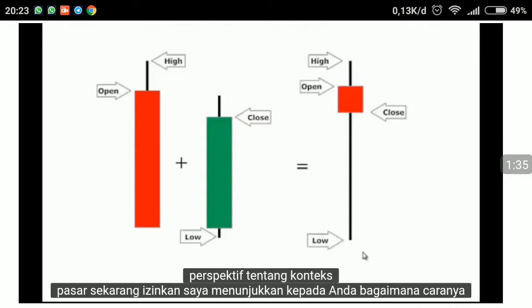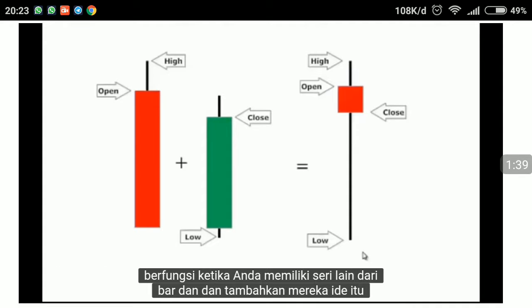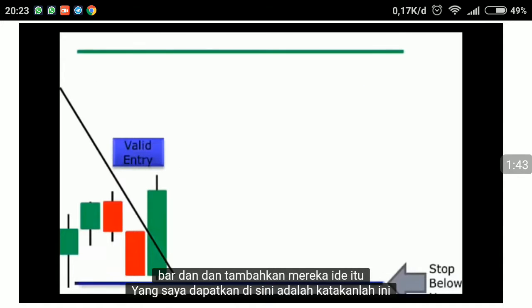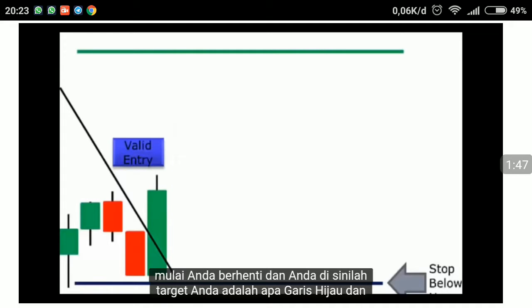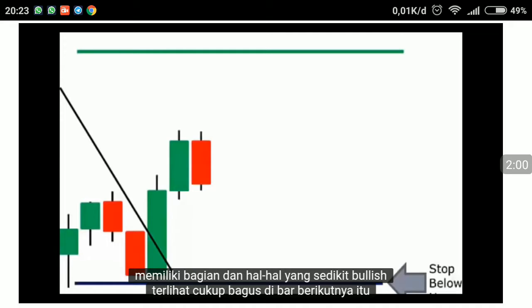Now, let me show you how it works when you have another series of bars and add them up. The idea that I've got here is that let's say you have a stop below here. This is your hard stop. This is where your target is, which is the green line. And it's flagged as a valid entry. Now, once you get the entry, your bar goes up. We have a slightly bullish bar, and things look pretty good. On the next bar, it's bearish, so really back at your entry price.